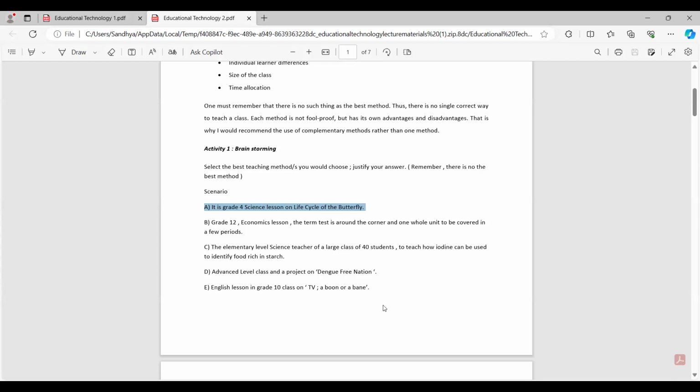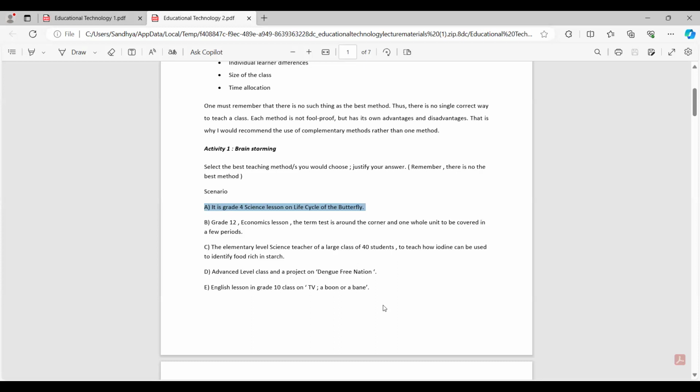Project method. How are you going to do the project method? We'll ask the student to make a life cycle of a butterfly and present it to the class. Okay, right. That is project method rather than group work, a technique, isn't it? Yes, madam. Doing a poster or something.